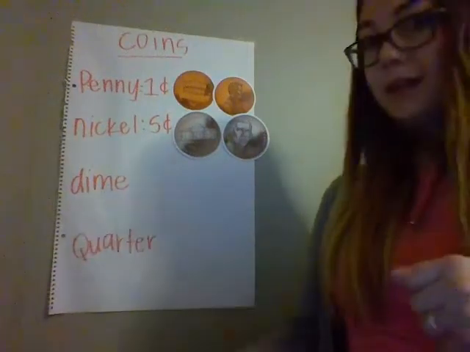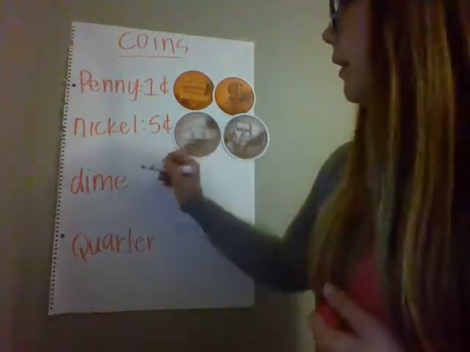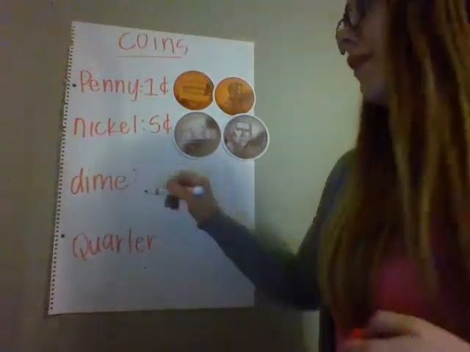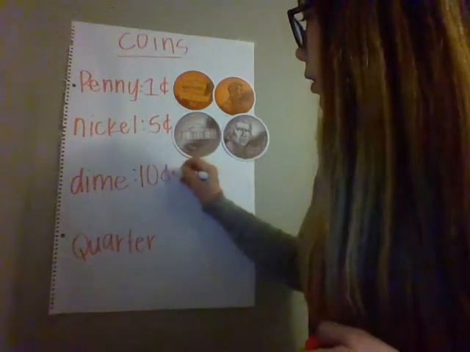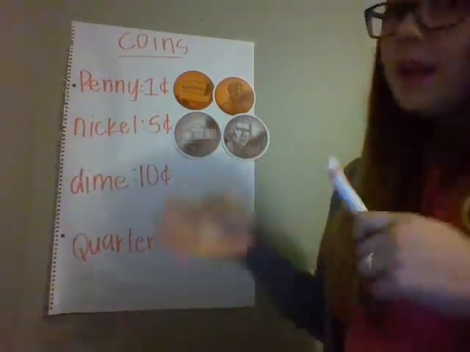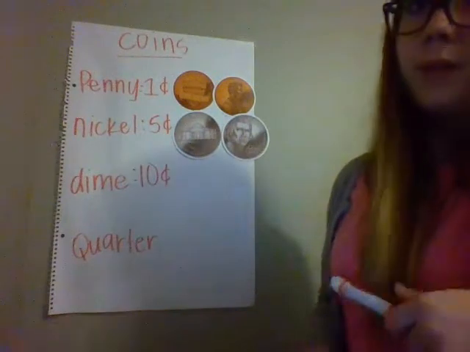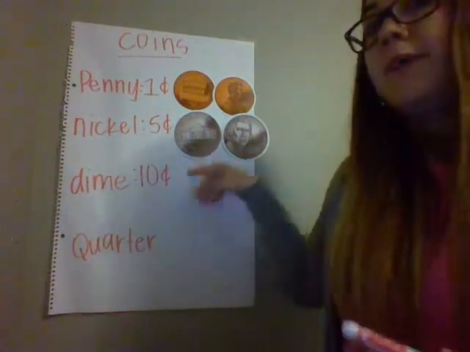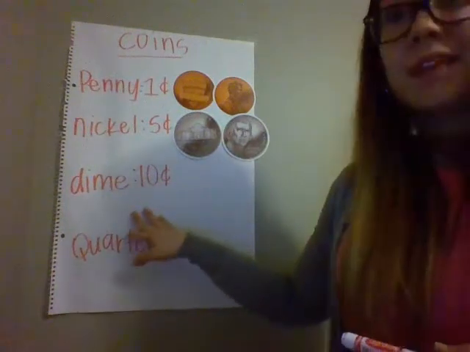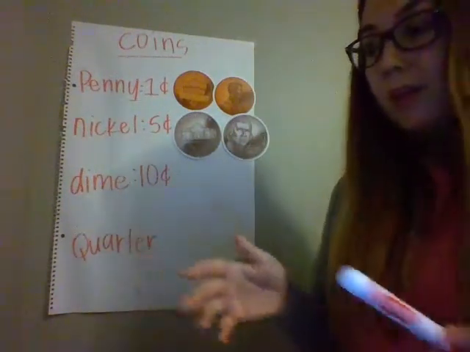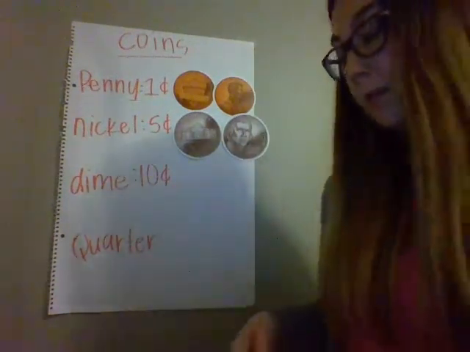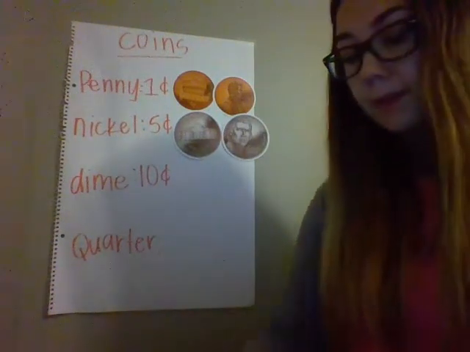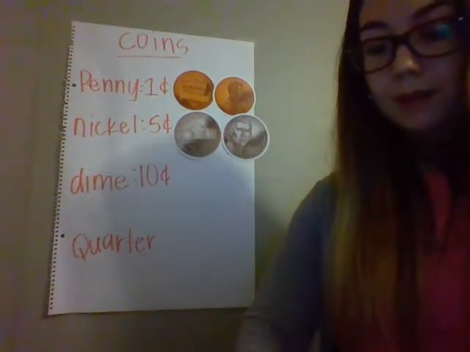Okay, we're going to look at a dime. A dime is worth 10 cents. Okay? So when we're thinking about money, a penny is just counting by ones. 1, 2, 3, 4. A nickel is like counting by fives. 5, 10. A dime is like counting by tens, and I know the last few weeks we've talked about counting by tens. So a dime is worth 10.